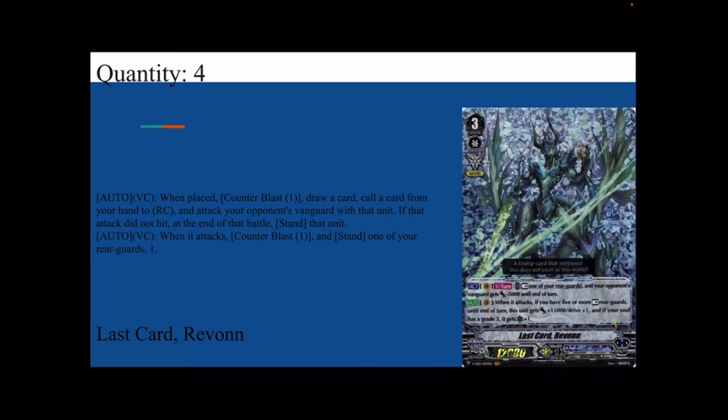And there's another skill. When it attacks, if you have five or more rested rear guards, until end of turn, this unit gets plus 15k power, plus 1 drive, and if you have a grade 3 in your soul, plus 1 crit. So, that's really helpful. It's guaranteed to be 27 with triple drive, and possibly with an extra crit. So, you know, it has a force 2 on it to some extent. It has a force 1 on it. And let's just call it a force 3, which gives you an extra drive.